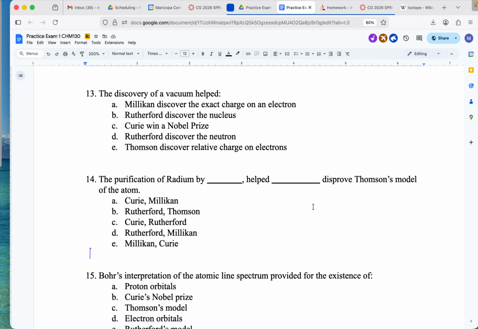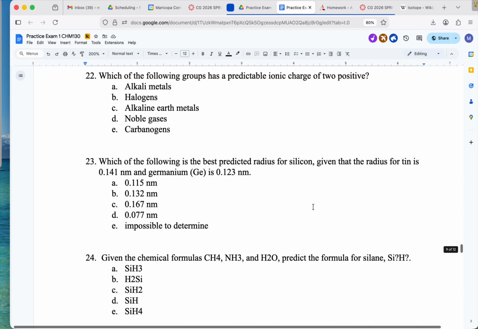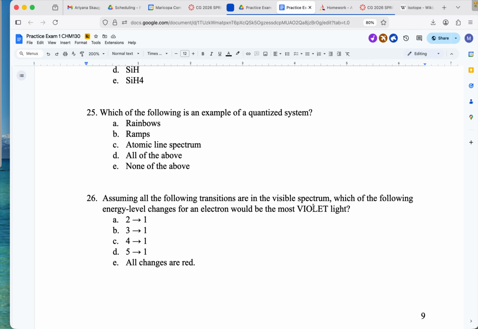I want to make sure I understand a quantized system. Question 25 said which of the following is an example of a quantized system: rainbows, ramps, atomic line spectrum, all the above, none of the above. My understanding is a quantized system is when it's not smooth, it's like jumps. And so I'm still trying to understand also. So I picked atomic line spectrum, and I'm not exactly sure if the atomic line spectrum is the lines of light coming, or if it's the energy spheres from electrons.